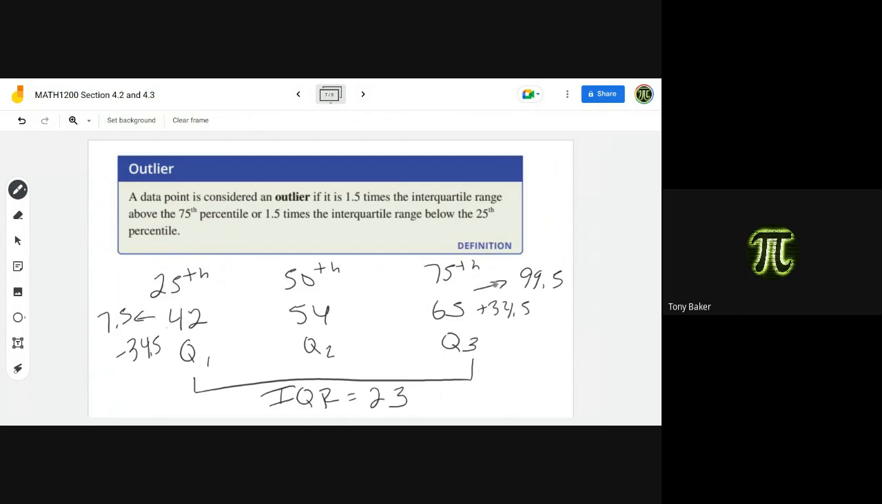So if I have a number that's lower than 7.5 or higher than 99.5, it is an outlier. Okay. In this set of data, do I have a number that fits that bill? My lowest number was what? 18. So nope, it's not lower than 7.5, so it is not an outlier. My highest number was 82. It is not higher than 99.5, so it is not an outlier. So this data does not have an outlier. Okay?